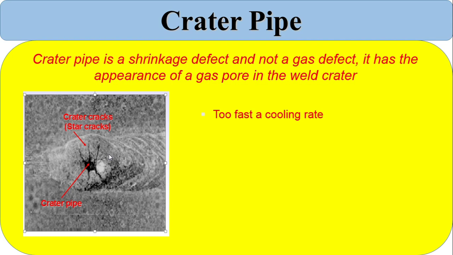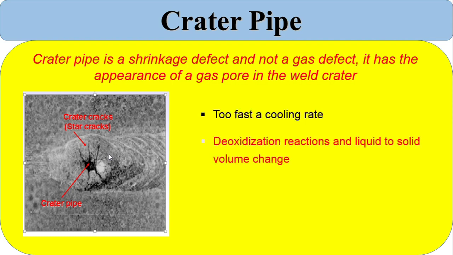So what needs to be done? Cooling rate. You need to do the preheat for this particular thickness of the weld metal or particular welding process. Deoxidation reaction and liquid to solid volume change. So deoxidation reaction can happen, and liquid to solid volume change. Contamination, if there is any contamination, that can create this crater pipe. So these three things are very important. You have to know this one.